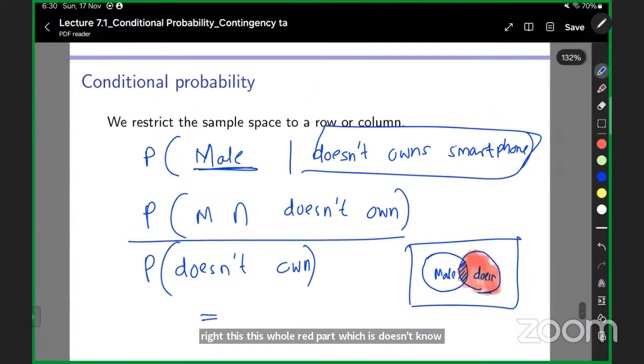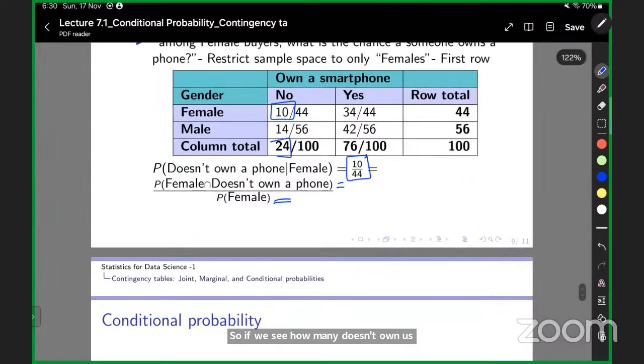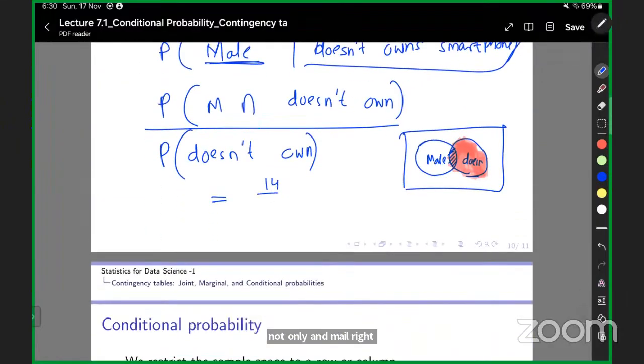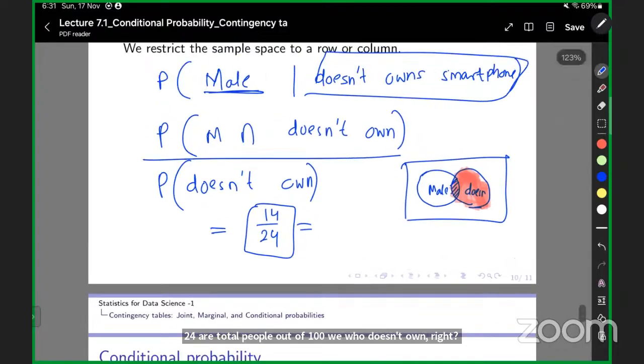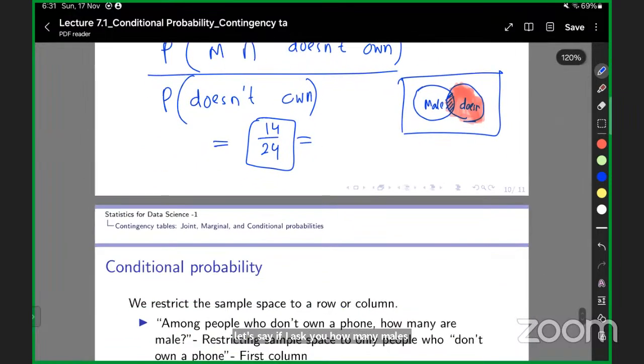So if we see how many don't own, there are 24 people who don't own it, and out of that, 14 are male, which are common, that is, not owning and male. So you get 14 who are male and don't own it, and 24 are the total people out of 100 who don't own. So this changed our probability. Earlier, let's say if I asked you how many males are not owning a smartphone, that was the question.